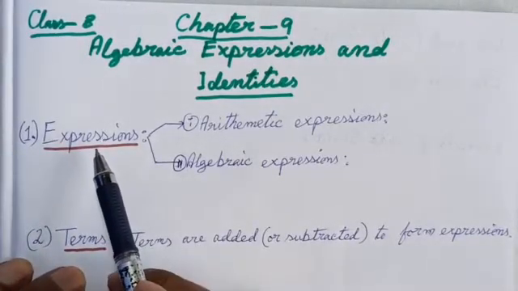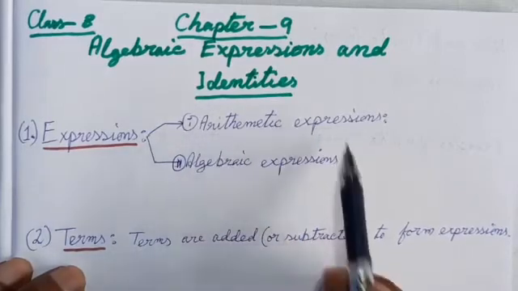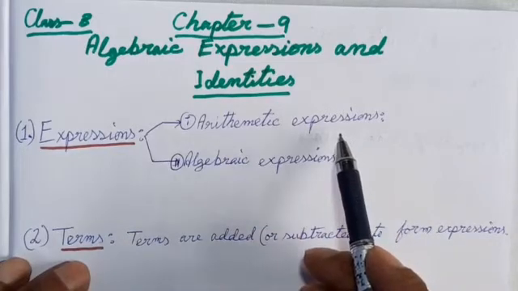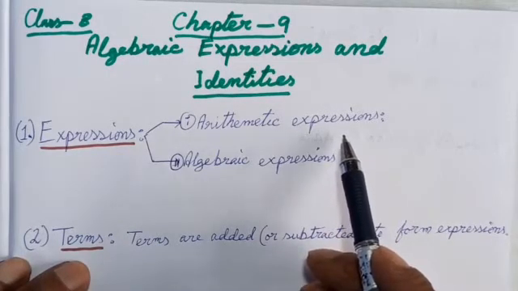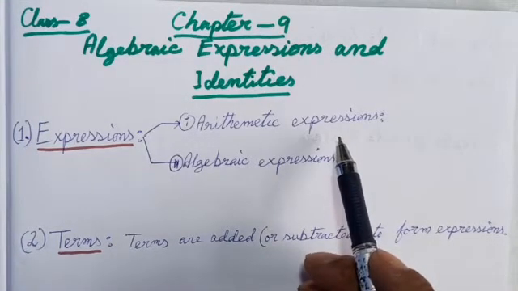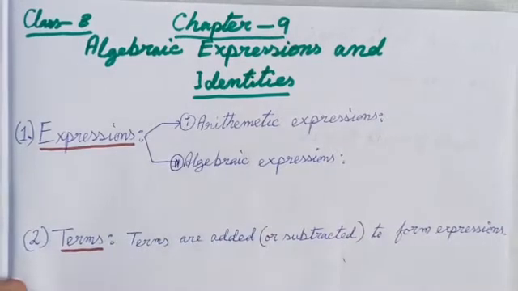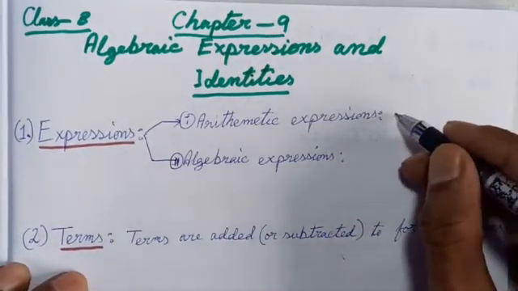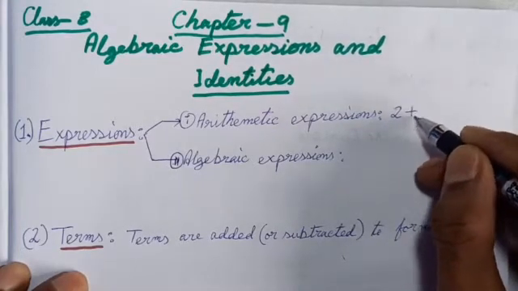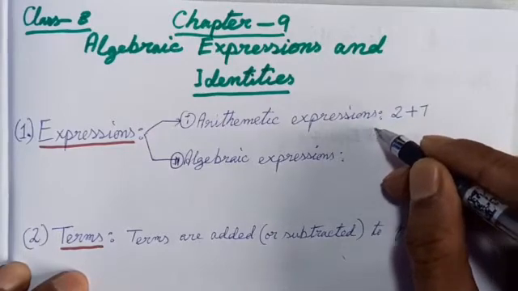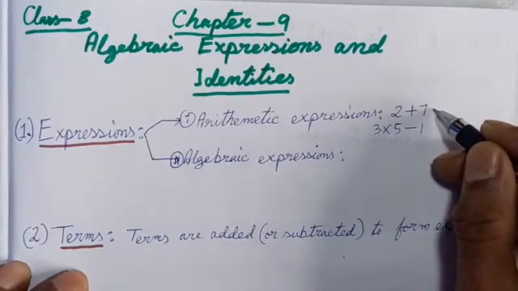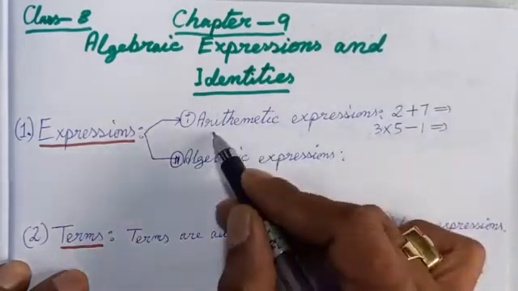There are two types of expressions. The first one is arithmetic expressions. In an arithmetic expression, we use the four operations of mathematics: plus, minus, multiplication, and division. Suppose I write some whole numbers using these operations, like 2 plus 7 or 3 into 5 minus 1. This type of expression is called an arithmetic expression.